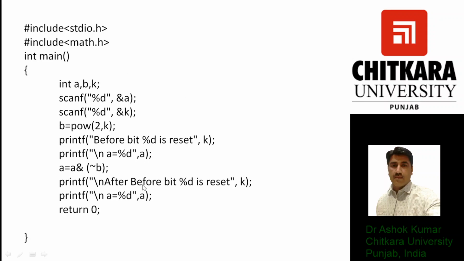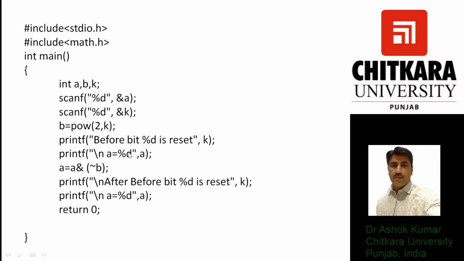So here is the program for that. We need two numbers, one that we will read in variable a, another we will read in variable k. So we want to reset the kth bit. So for that we are generating a number that is equal to 2 raised to power k. So this line, power 2 raised to power k, will generate that number.